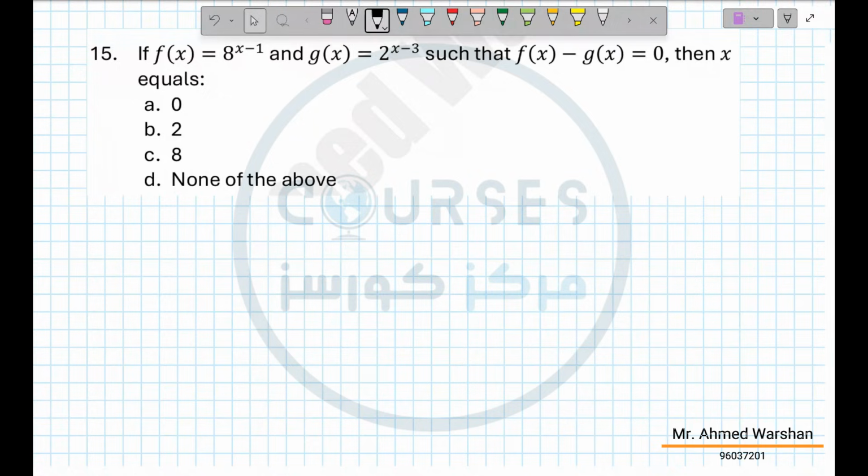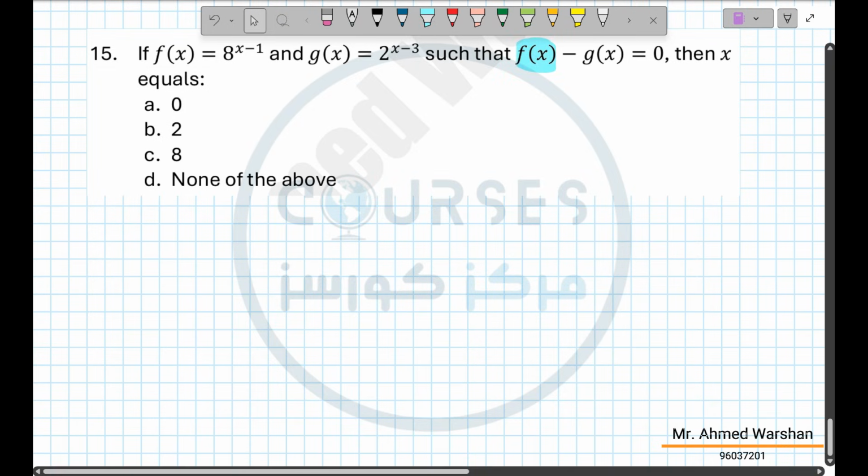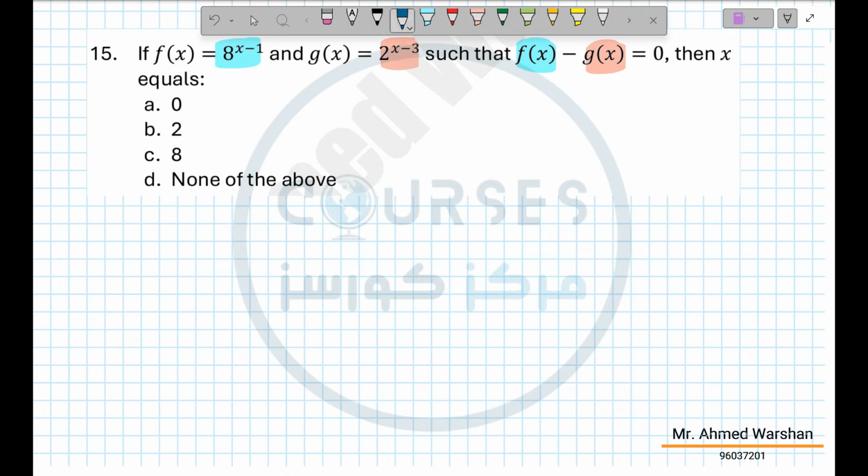If f of x equals 8 to the power of x minus 1 and g of x equals 2 to the power of x minus 3, such that f of x minus g of x equals 0, then x equals. It looks complicated, but actually it's really easy. Let's substitute f of x for its value and g of x for its value. So this is going to be 8 to the power of x minus 1 minus 2 to the power of x minus 3, equal to 0.